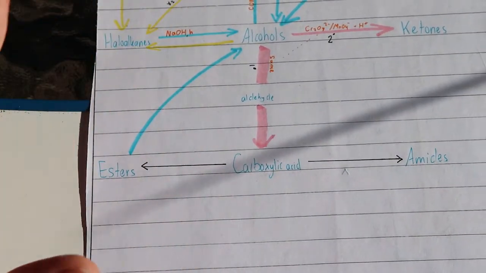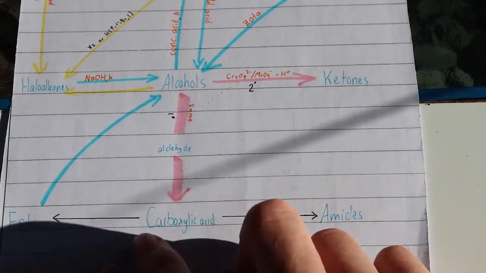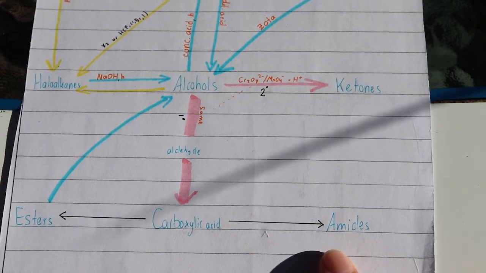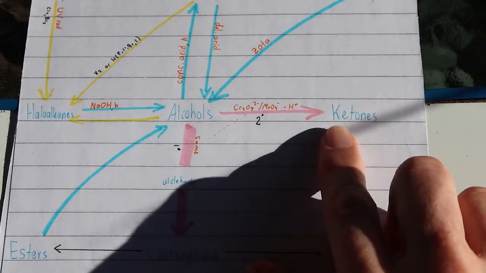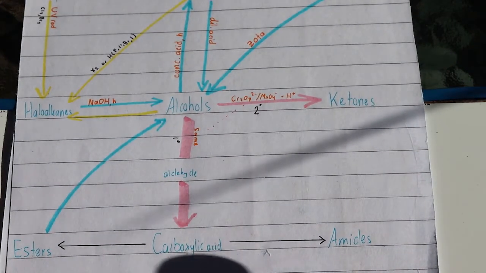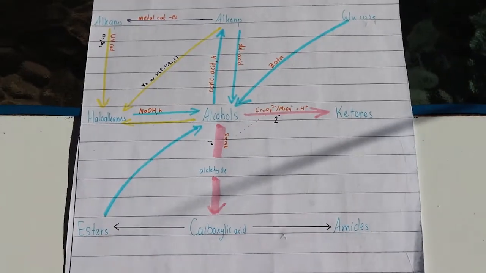We have esters, which we're going to ignore because they're not in this video, I don't think. We have carboxylic acids, or alkanoic acids, and we have amides. We also have the aldehydes and the ketones, which can be produced by oxidation of alcohols, and amines fit in here somewhere. I'm not exactly sure where. Anyway, let's get to it.